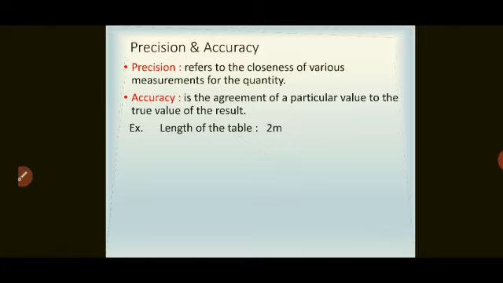Whereas what is accuracy? Whenever the true value and our calculated value are the same, then we say it is accurate. Accuracy is the agreement of a particular value to the true value of the result. I will explain this using an example. The length of the table is given as 2 meter, which means the perfect value is 2 meter.